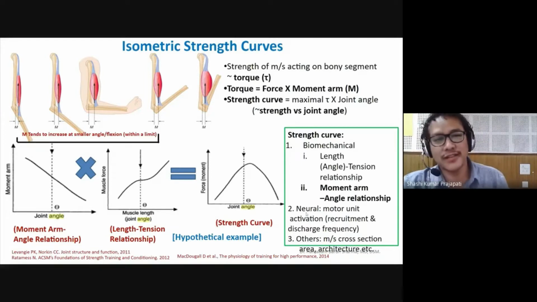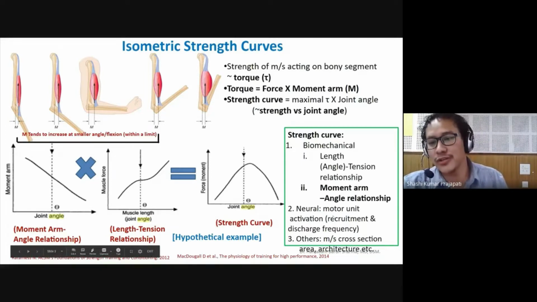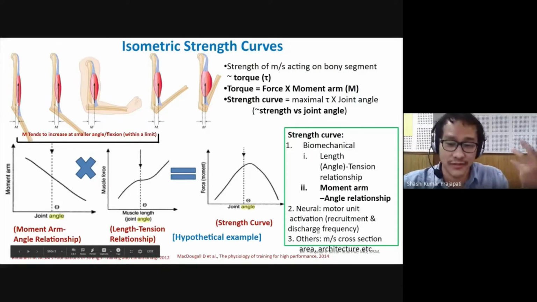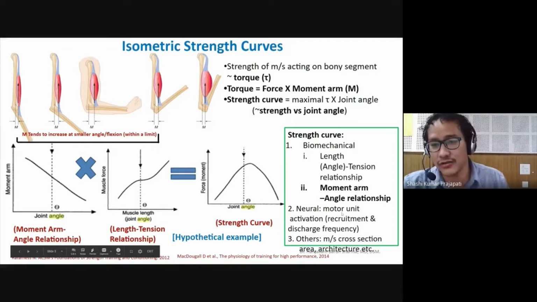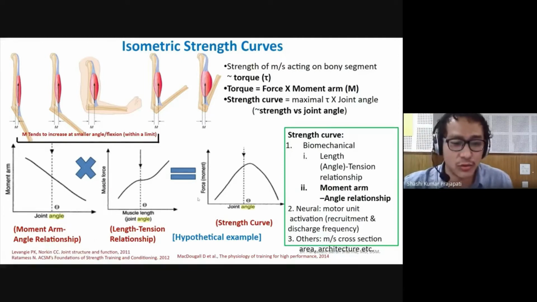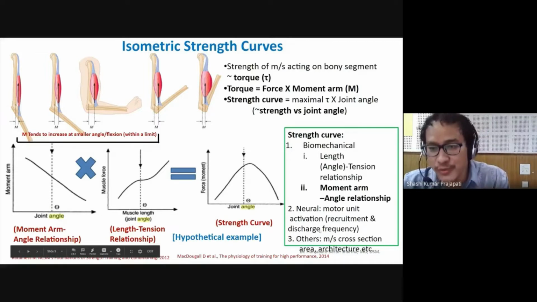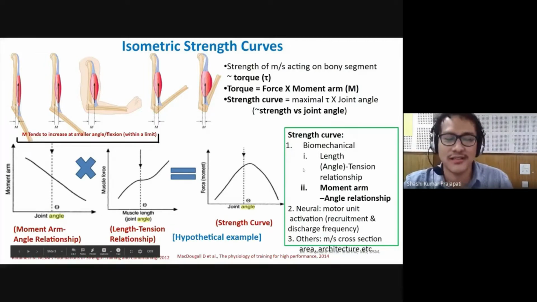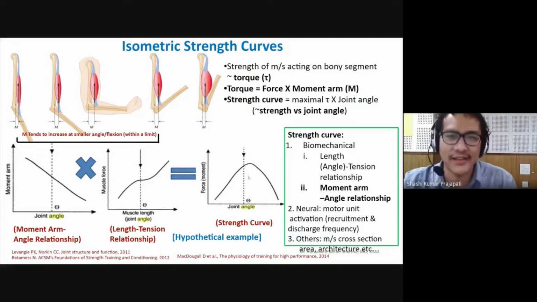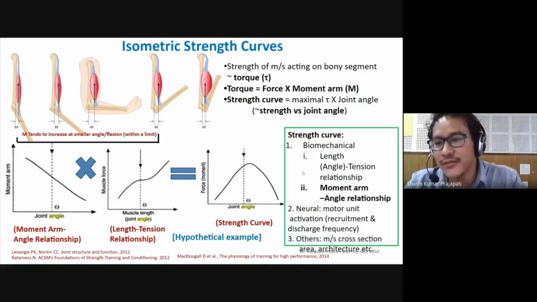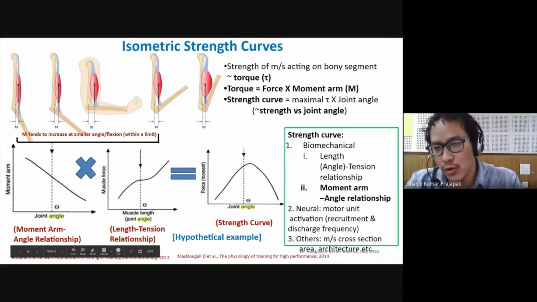It is also affected by other factors like neural factors, where motor unit activation, recruitment, and discharge frequency are there, and other factors like muscle cross-sectional area, architecture, etc. So this may affect the whole strength curve also. But assuming that other parameters are relatively constant or don't change that much, then we can indirectly approximate that the strength curve may be affected by the length tension relationship also.